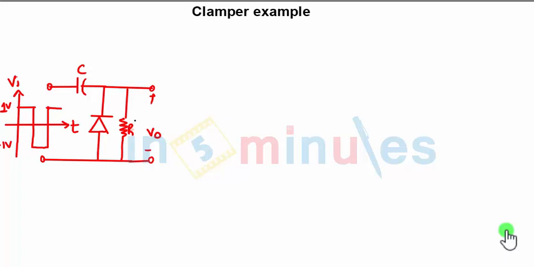The next clamper circuit is a simple clamper circuit without a DC bias in series with the diode. When you look at the diagram, our first step in the analysis of the clamper circuit is to find the half cycle in which the diode is getting forward bias. What do you think, in which half cycle will the diode be forward biased? The positive half cycle or the negative half cycle?